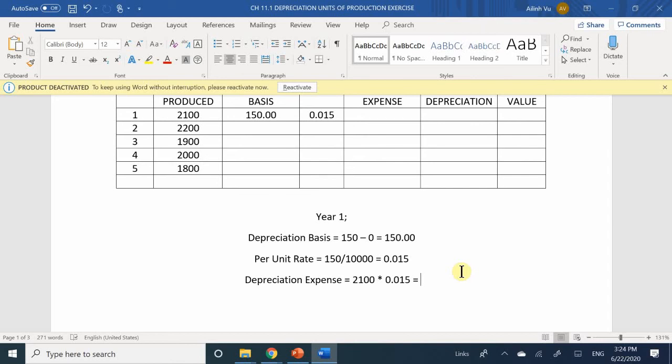Okay, I heard you say 10,000. 10,000 is not what we're looking for. What is the number of units produced that year? 10,000. No, that's the total. Oh, for this year. Okay. 2100. 2,100 times the rate. Yes, yes. So it's 2100 times 0.015. 3150.